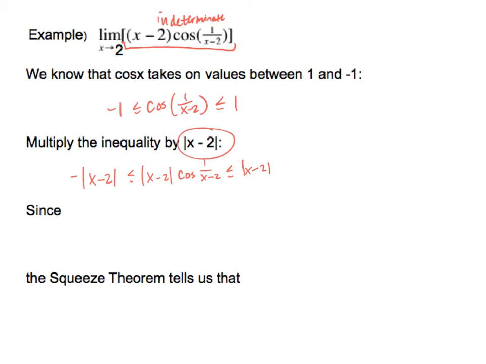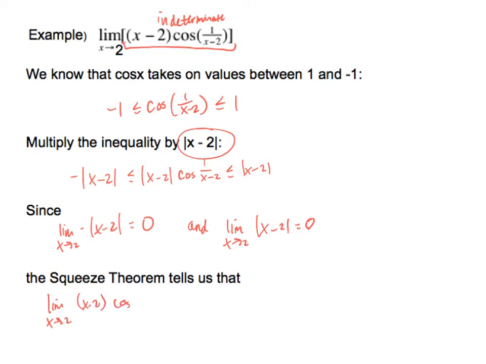And therefore I can go ahead and evaluate the limits as x approaches 2 of negative absolute value x minus 2. If we plug in 2, direct substitution, we get 0. And the limit as x approaches 2 of positive absolute value x minus 2 also equals 0. And therefore, the squeeze theorem tells us that the limit as x approaches 2 of x minus 2 times cosine of 1 over x minus 2 also equals 0.